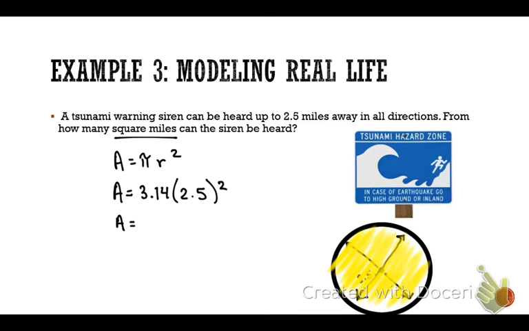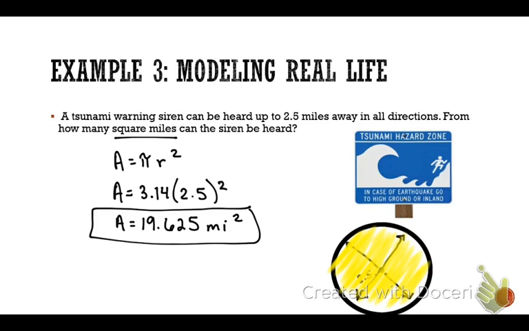What'd you get, Sebastian? 19.625. And it's square miles. Square miles. All right. So that covers a pretty good distance, right? 19 square miles.